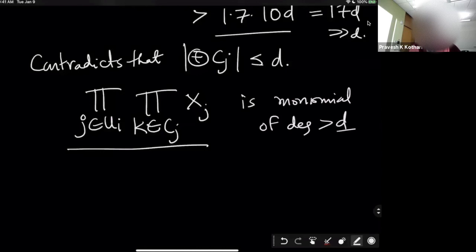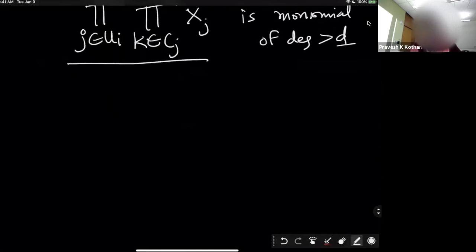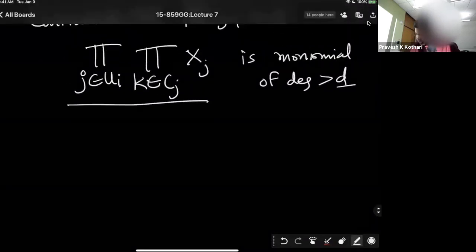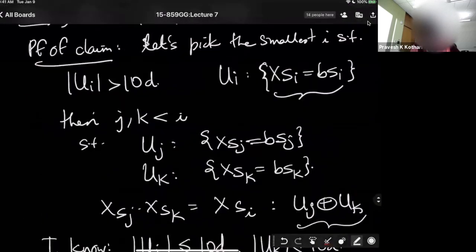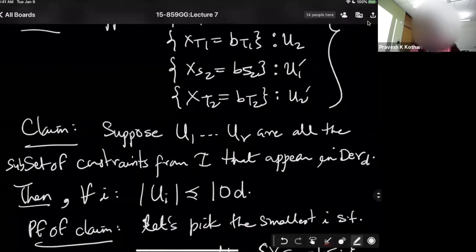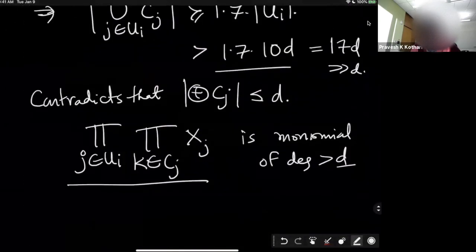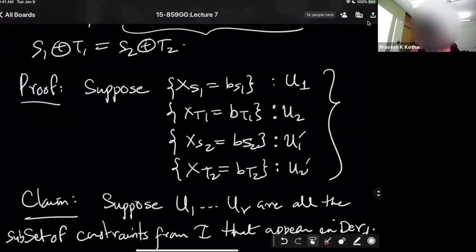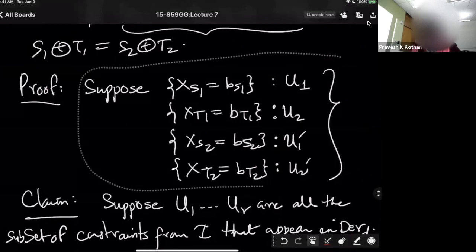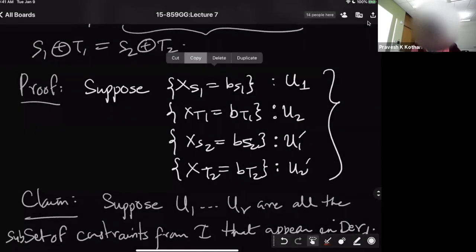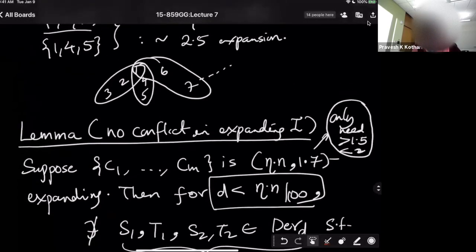All good? So that's it, right? That was a simple consequence of expansion. Oh wait, I guess we didn't complete the proof. Sorry, too quick. We proved the claim that for each ui, the number of constraints that we use for any of the derivations in the set DER is at most 10d. That's what we proved. Okay. Now let's complete the proof. So let's copy this. Oops, where did it go?